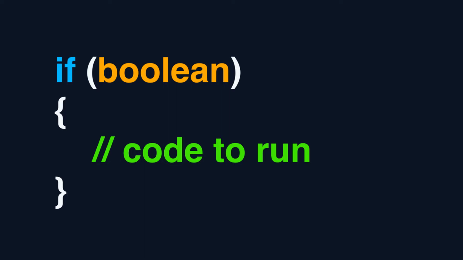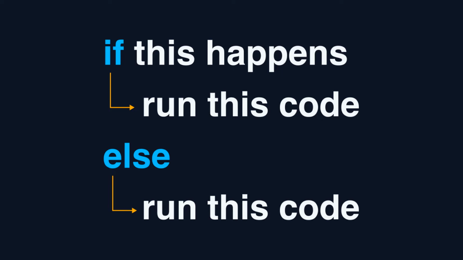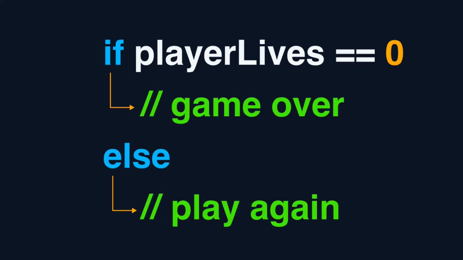Right now, we are only selecting what happens when the condition is true. But let's suppose that we want to also define what happens when the condition is false. This is when we use the if-else statement. The else statement defines which code to run when the condition is false. For example, let's say that if the player lives are equal to 0, it's game over. But if they are not, the player can try again.